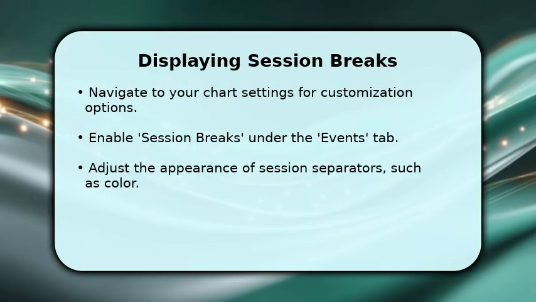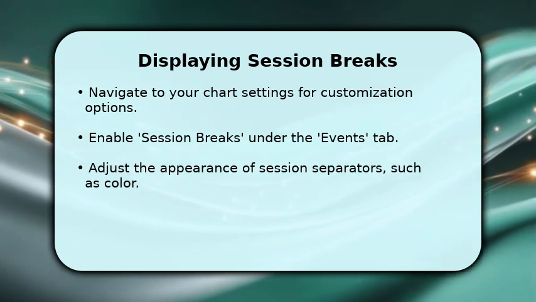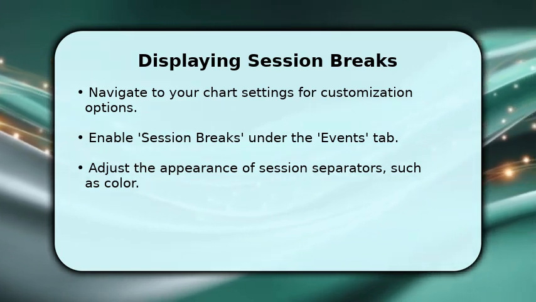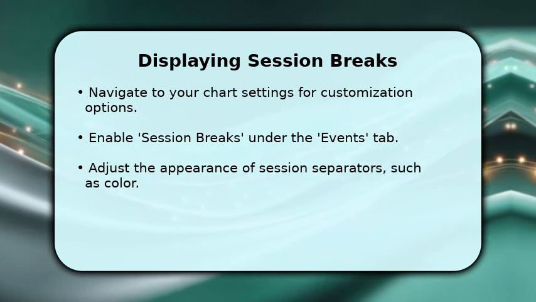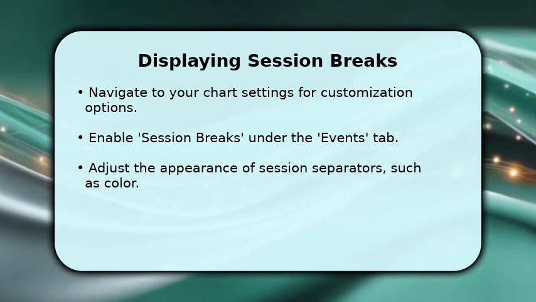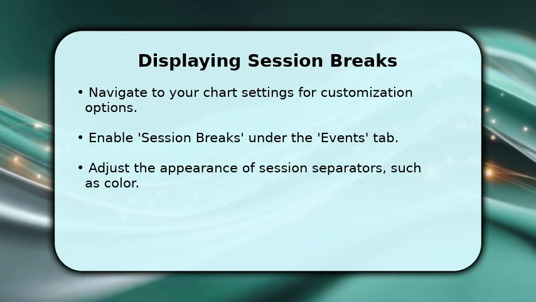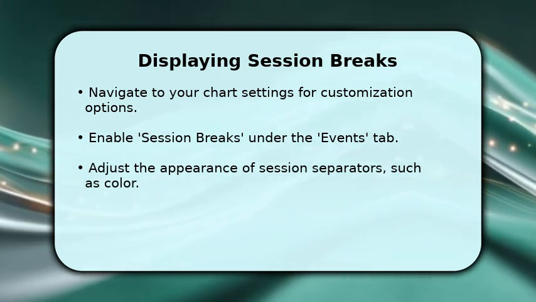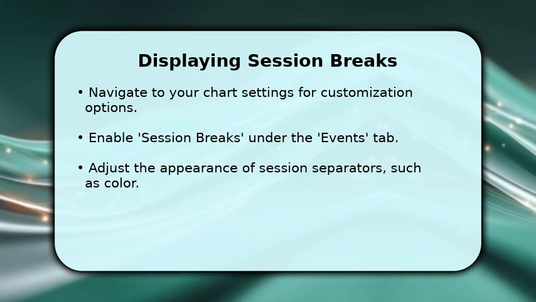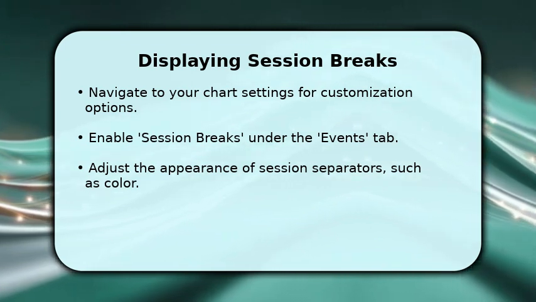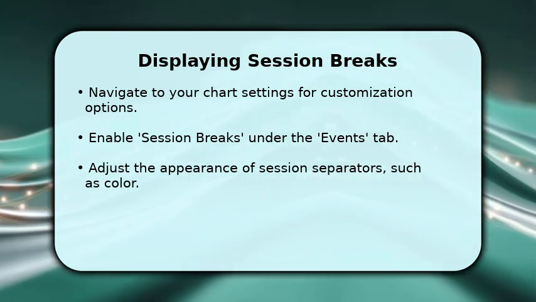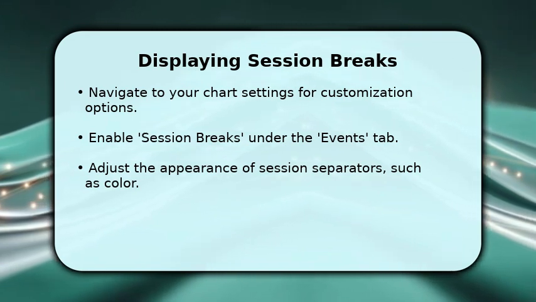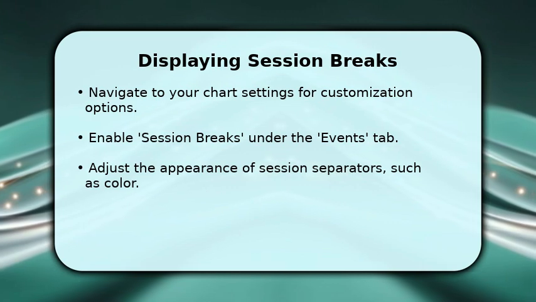To display session breaks, first open your chart settings by right-clicking on the chart or using the gear icon. Next, navigate to the Events tab within the Settings window. Here, you'll find an option labeled Session Breaks. Simply check this box to activate the visual separators on your chart. You can also customize their appearance, choosing different colors or line styles to make them stand out, helping you clearly delineate one trading session from the next.